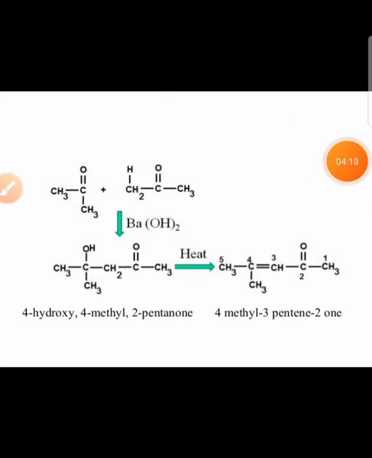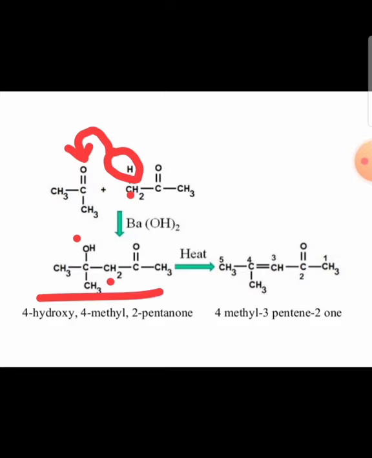So here you can find the alpha hydrogen containing ketones condense to form a product called 4-hydroxy 4-methyl 2-pentanone, because 5 carbon atoms are there in this ketone. So this alpha hydrogen is added to this oxygen to form OH, and the remaining CH2 is added here to form this intermediate product called ketol.